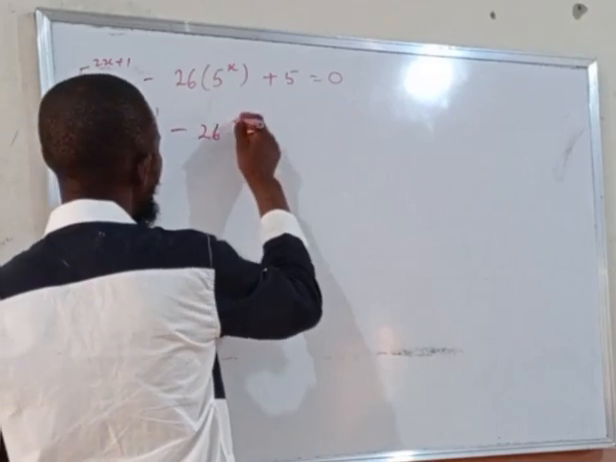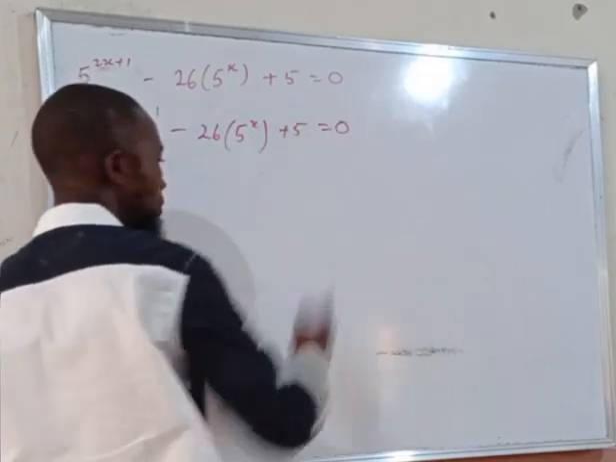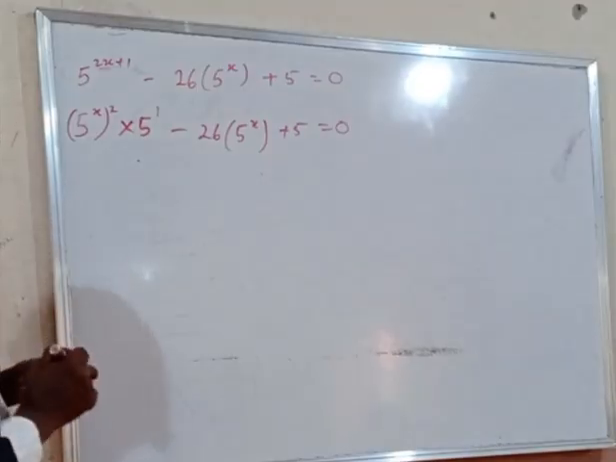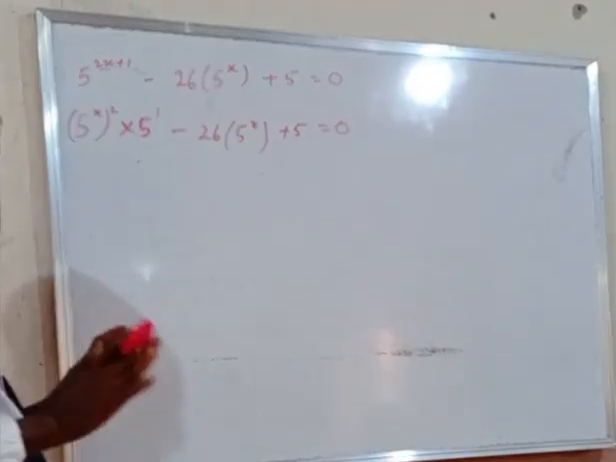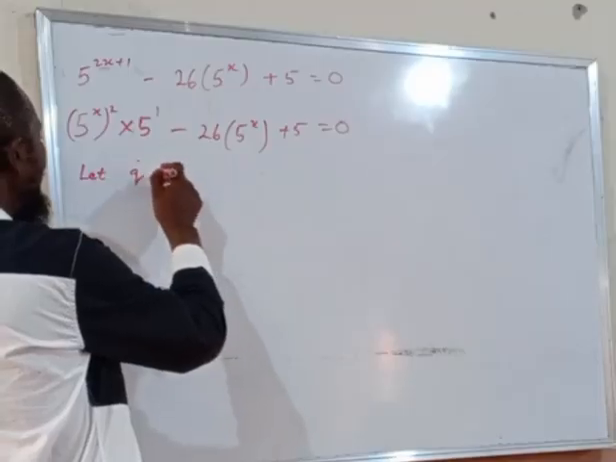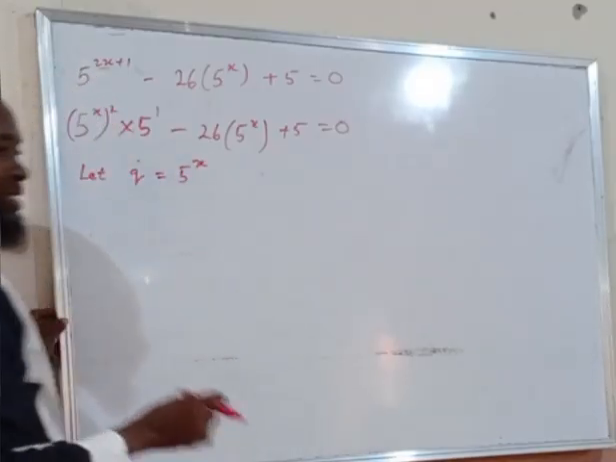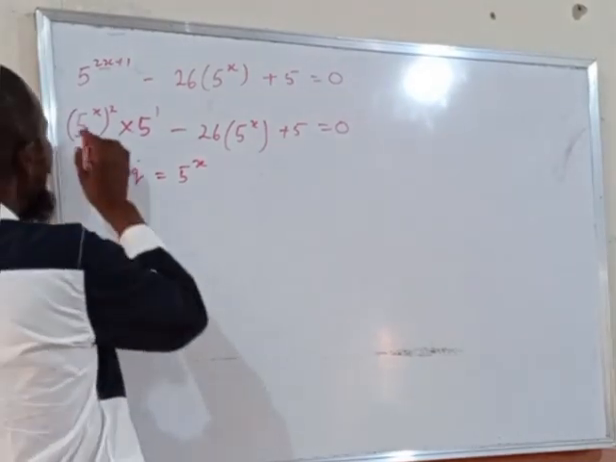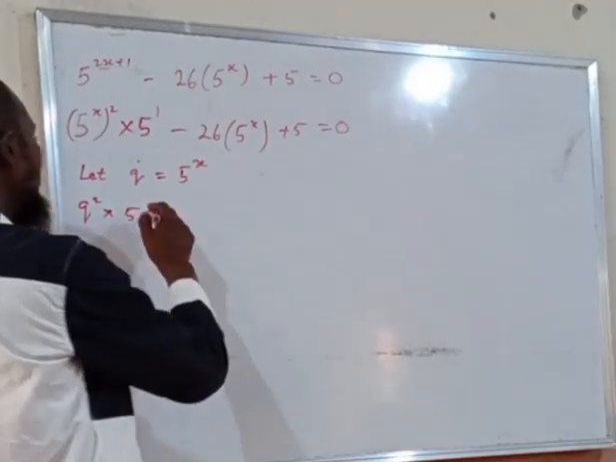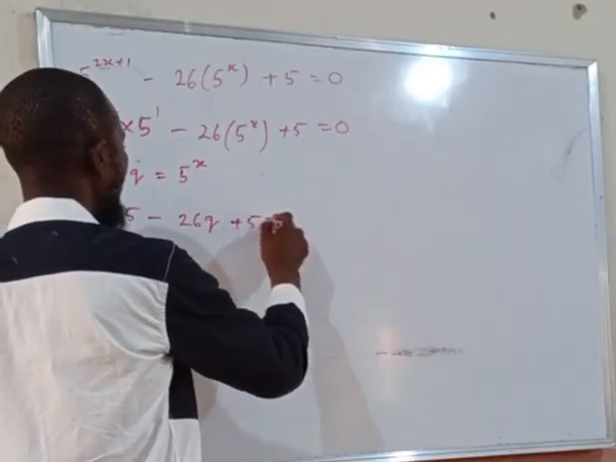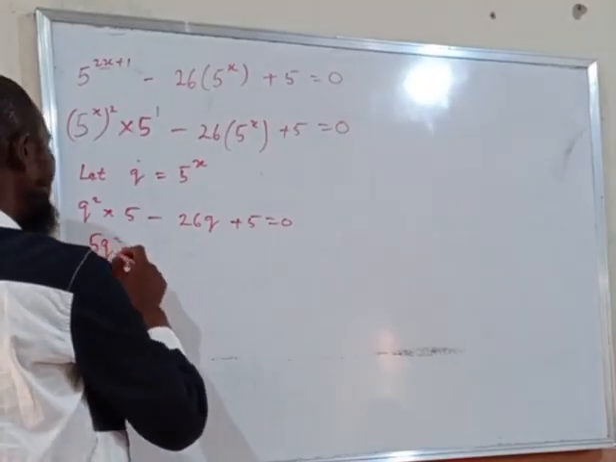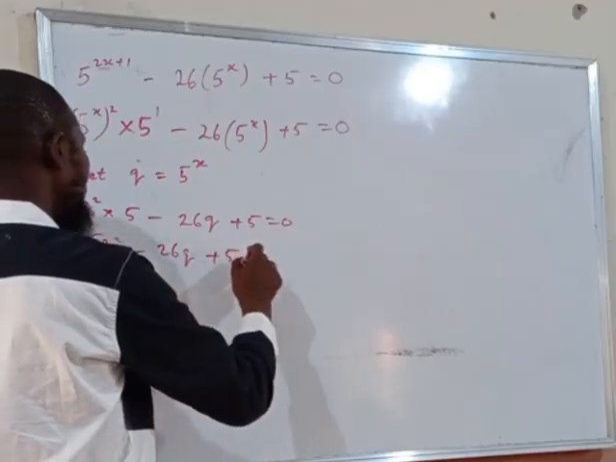So we can now say minus 26 into 5 raised to power x plus 5 is equal to 0. Now, the decision I want to take is that I want this 5 raised to power x to appear in many places so that I can give it a name. So we now say that let q be equal to 5 raised to power x. So what is 5 raised to power 2x? It is q squared times 5, and 5 raised to power 1 is 5. So 5q squared minus 26q plus 5 is equal to 0.